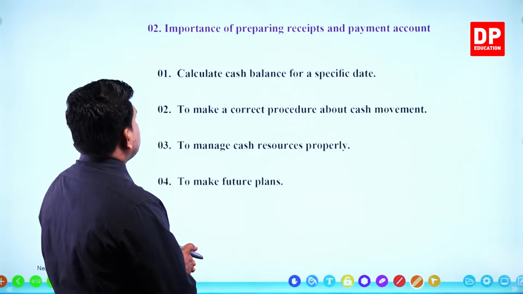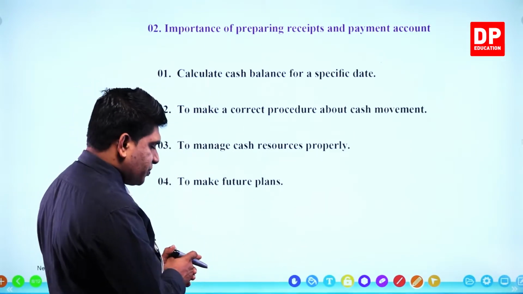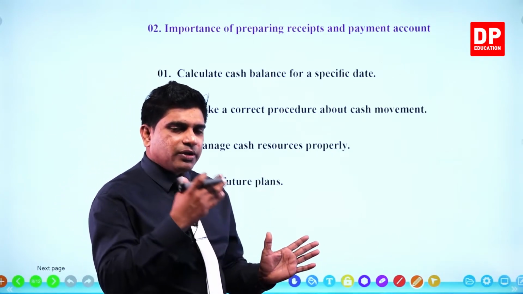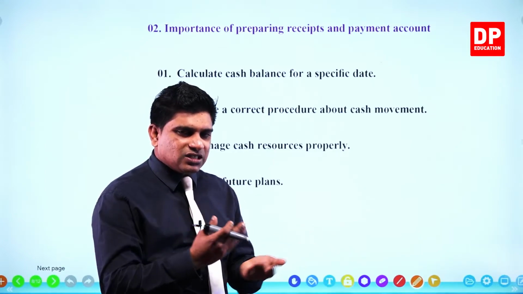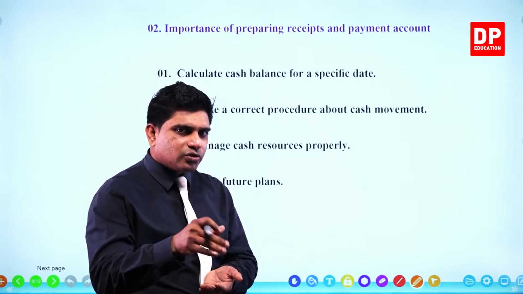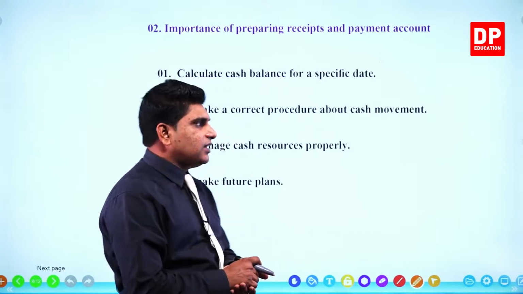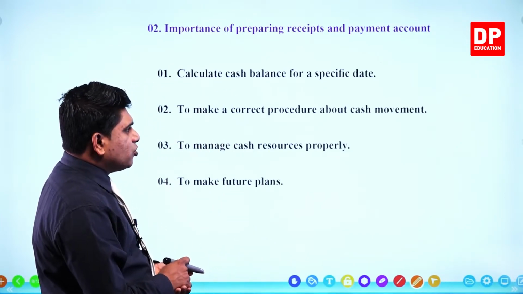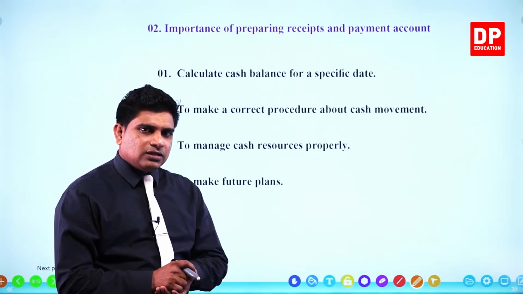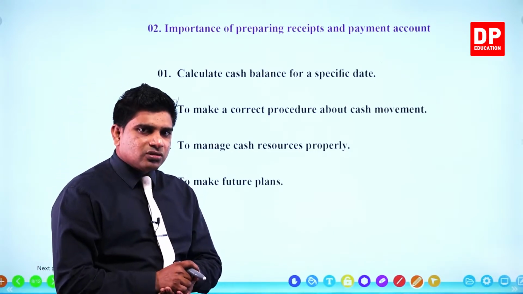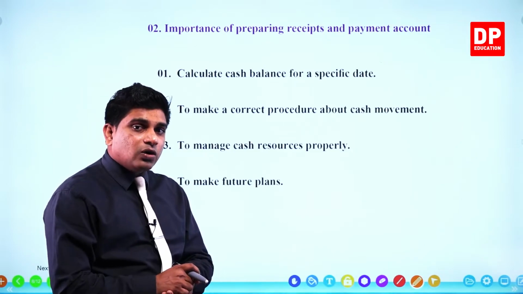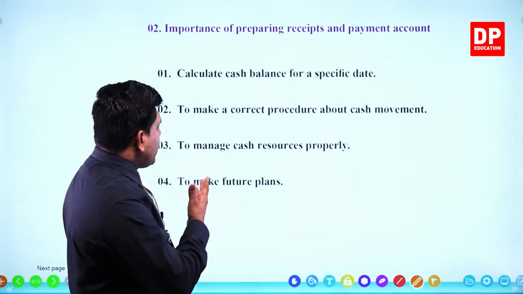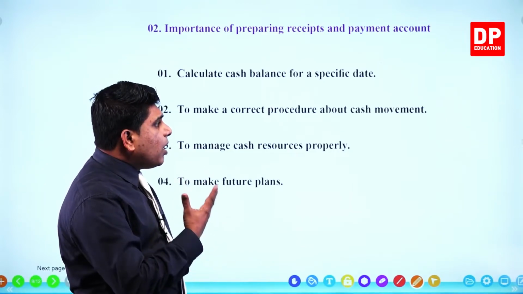Now, calculate cash balance for a specific date. All the money received is debit, all the paid money is credit, then finally when you balance off, balance carried down, balance carried forward, you can see the cash balance there. To make a correct procedure about cash movement, as members, as the treasurer, as the accountant, you remember to make a correct procedure about cash movement.